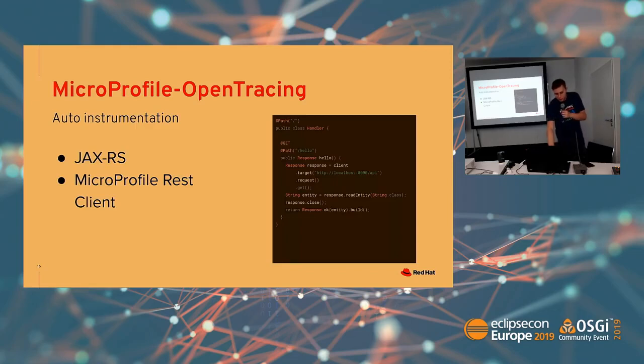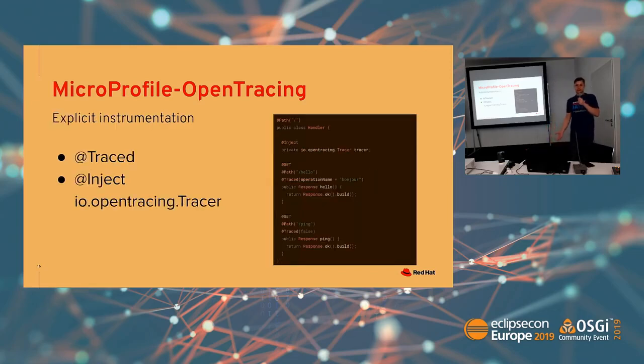The other part of the spec is explicit instrumentation. This is more for power users. It allows you to change tracing and define additional events. So, for example, if you have complicated business code, this allows you to instrument that business code to get timing information about it.